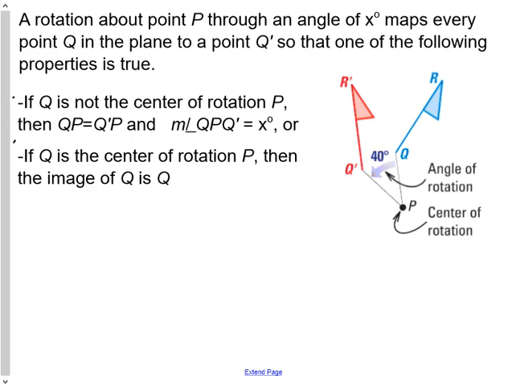This picture follows the one where Q is not the center. In this top part, Q is not the center of rotation P. Then QP and Q prime P should be the same distance. I'm saying this mark here should be the same. And the measure of angle QPQ prime is x degrees. Generally, we're rotating counterclockwise. If Q is the center of rotation, then Q and Q prime are the same. I'm missing my prime there, but the image of Q is Q prime.